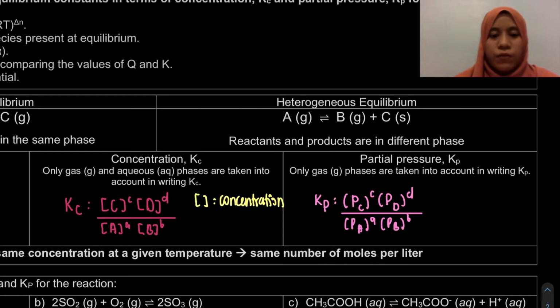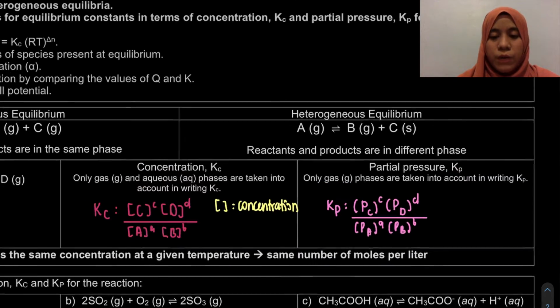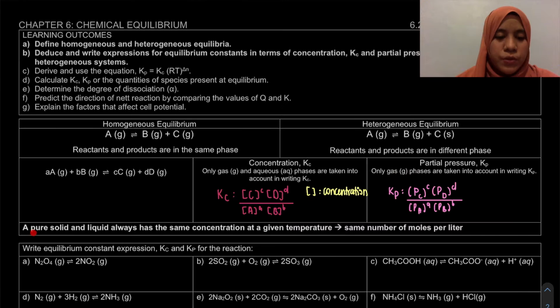So remember, for concentration, only gas and aqueous. For pressure, only gas is taken into account. So how about solids and liquids? Pure solids and liquids always have the same concentration at a given temperature because they have the same number of moles per liter. So that's why, since solids and liquids have constant concentration, their term is equal to 1. That's why we don't have to write them down for Kc, for the case of solids and liquids. For pressure, we specifically take gas only.